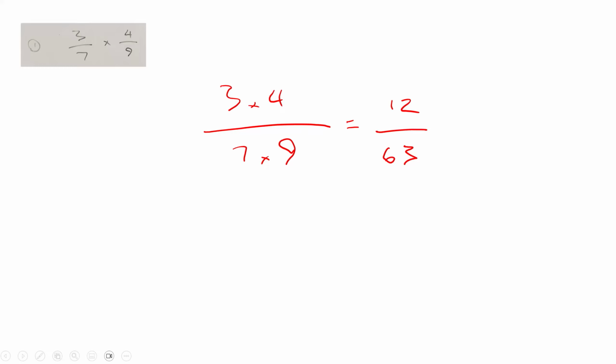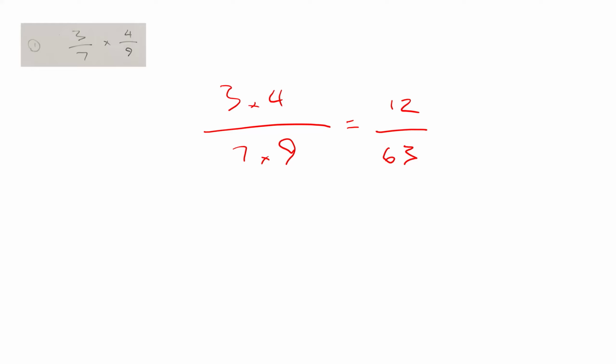3/7 times 4/9. Well, as I said, we don't have to worry about getting a common denominator. We're simply going to multiply across the top, so that gives us 3 4s, and then we multiply across the bottom, 7 by 9. Well, 3 4s are 12, 7 9s are 63. That's an answer. Well, that 3 is a bit shifty. Let's draw that one again. So 12 over 63, that is an answer.